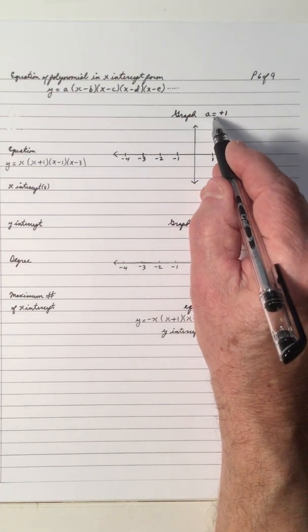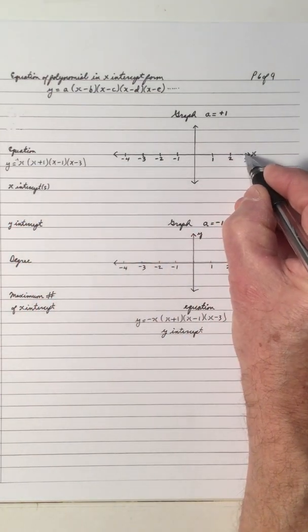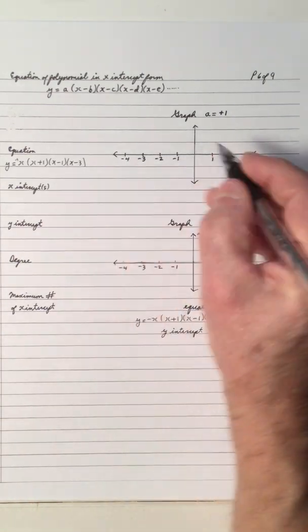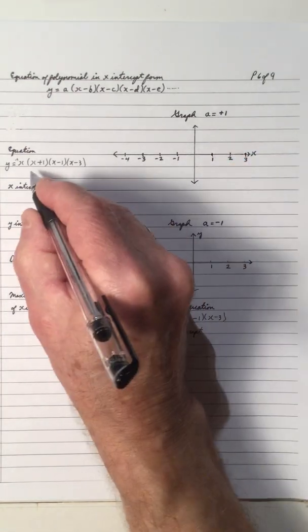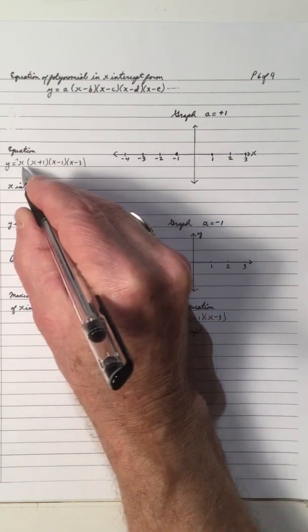So we have a is positive, and we have x-intercepts of 3, 1, -1, and 0.